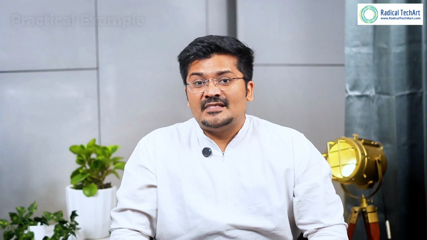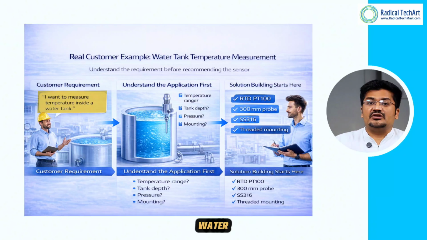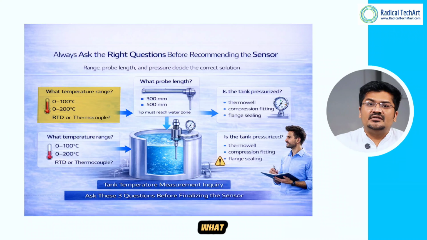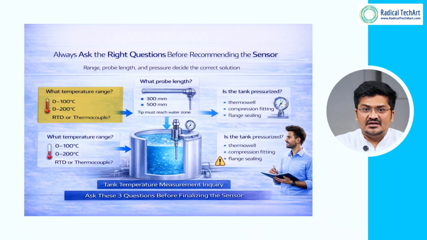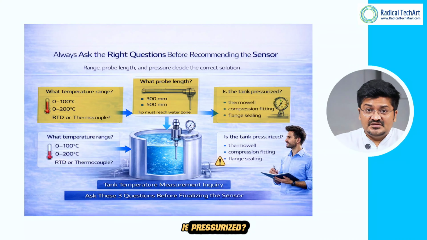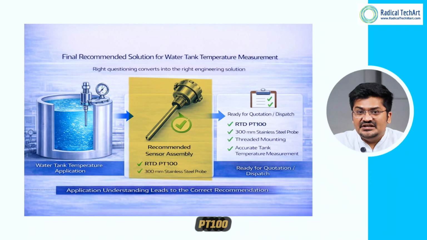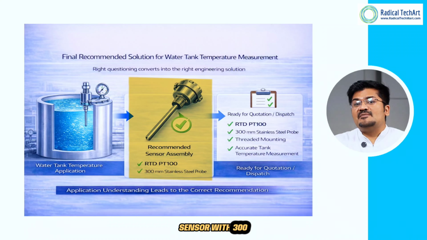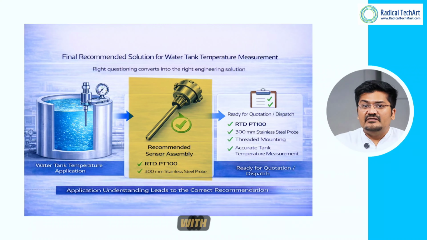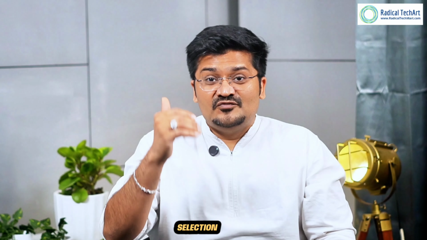Now, let's take a real example. A customer says, I want to measure temperature inside a water tank. You should ask what temperature range they want to measure, what probe length is required, and whether the tank is pressurized. Based on this information, you may suggest an RTD PT100 sensor with a 300 mm stainless steel probe with threaded mounting. This is how application-based instrumentation selection works.